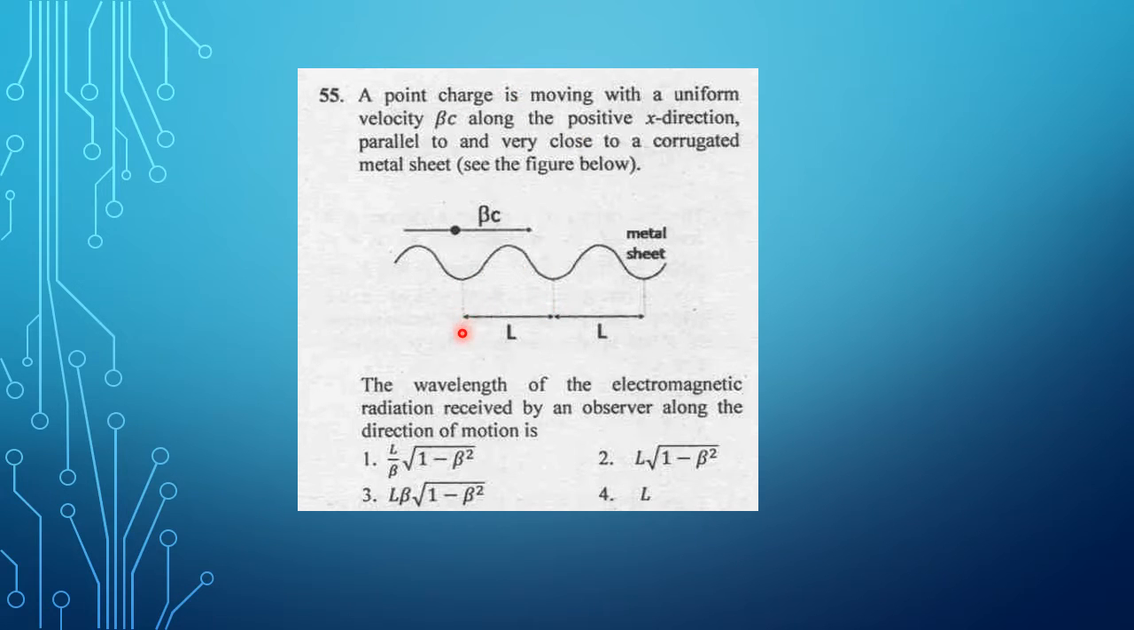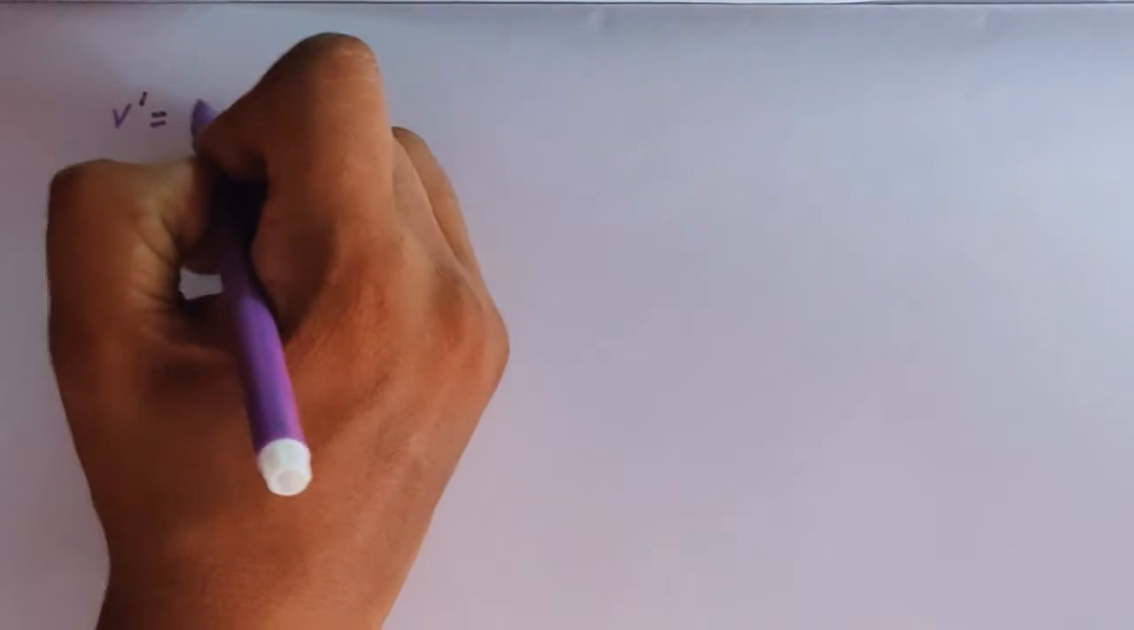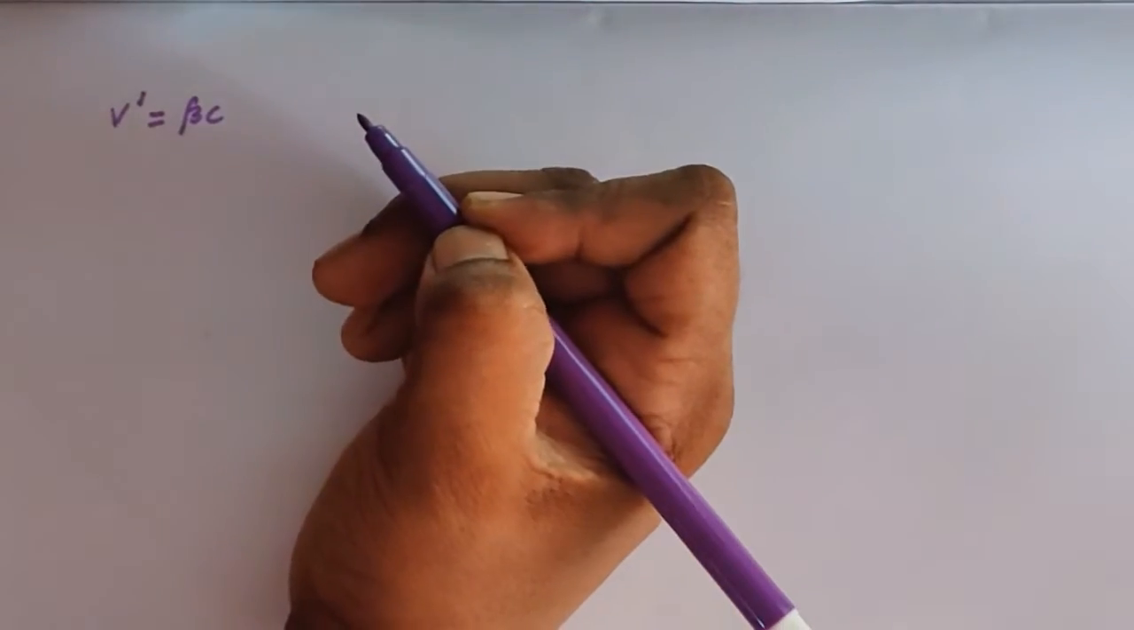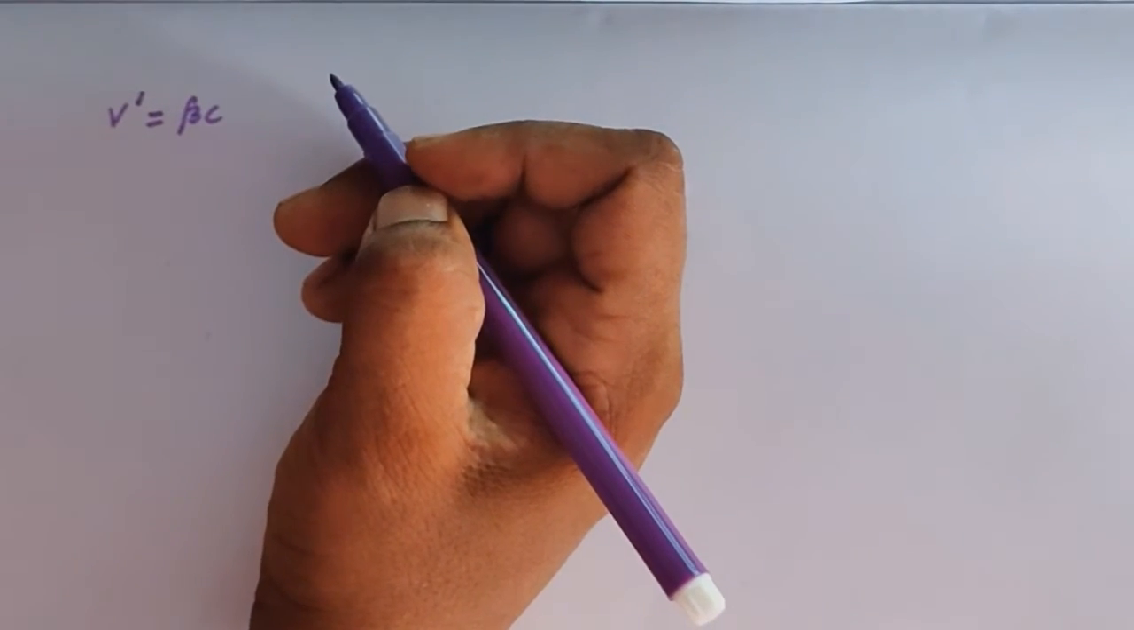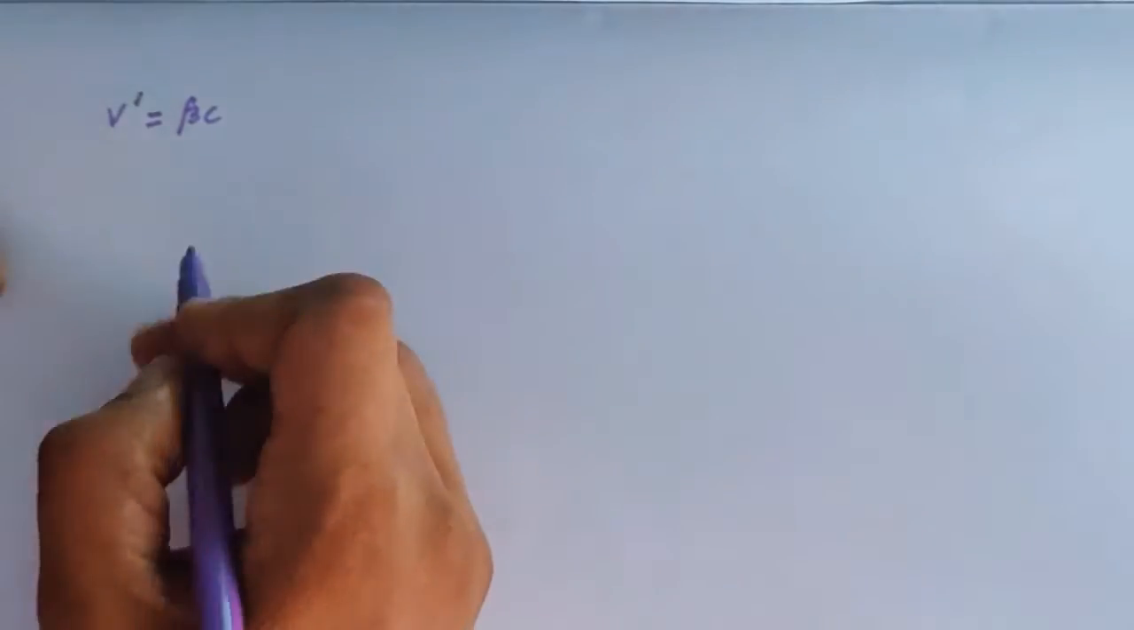Here it is given the small capital L represents the distance between the two troughs. So that is the wavelength of the electron. Now what they are asking is the wavelength of the electromagnetic radiation received by the observer along the direction of the motion. That is what we are going to solve now. Actually, the point charge is moving with a uniform velocity. First we need to write the given quantity. The velocity of the point charge would be equal to beta times c along the positive x direction, parallel and very close to the corrugated metal.